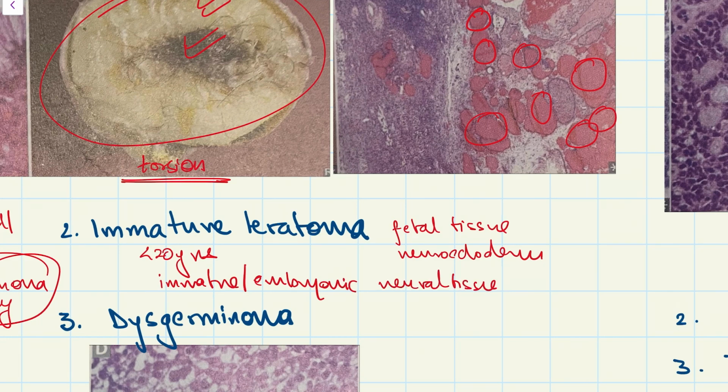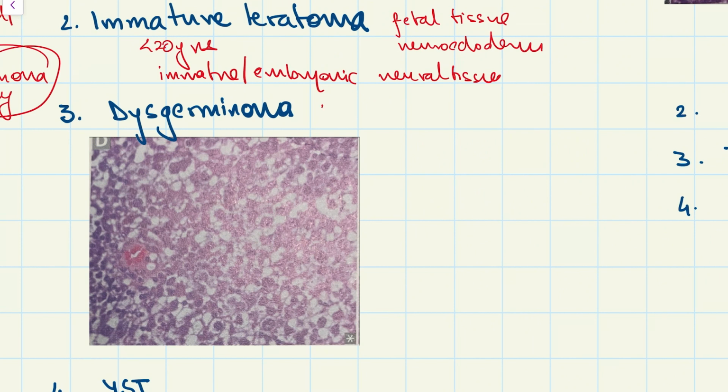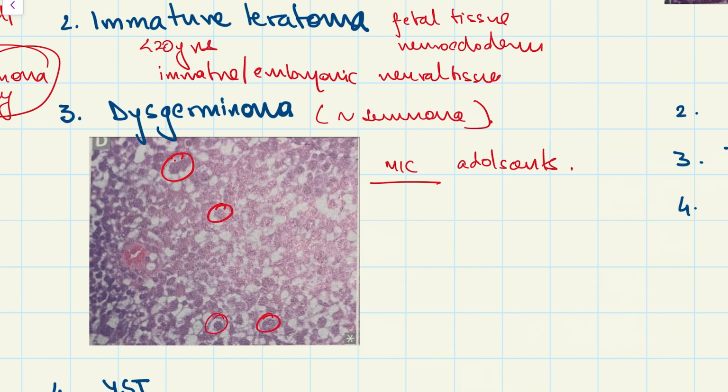Next is dysgerminoma. This is homologous to the male seminoma of the testes that we did. It is a malignant tumor and it is the most common malignant germ cell tumor, most commonly seen in adolescents. It has sheets of cells that give a fried egg appearance. And the tumors are positive for HCG and LDH, just like seminoma.